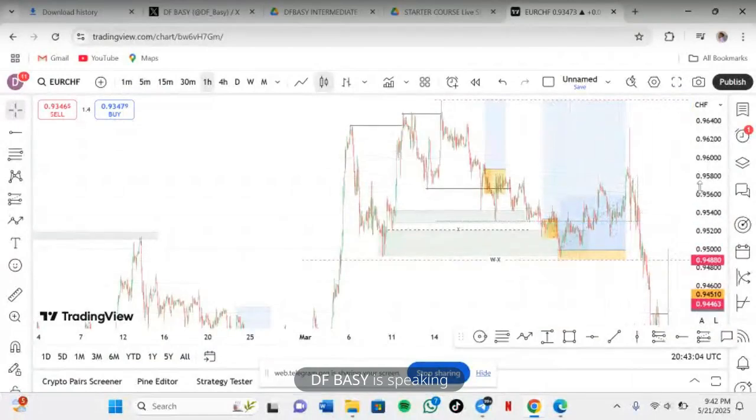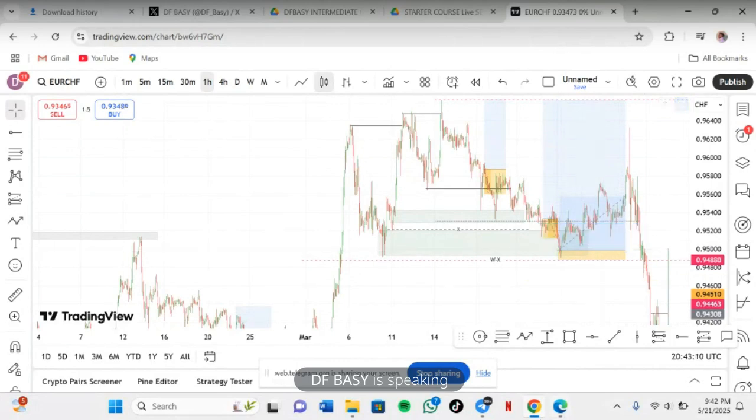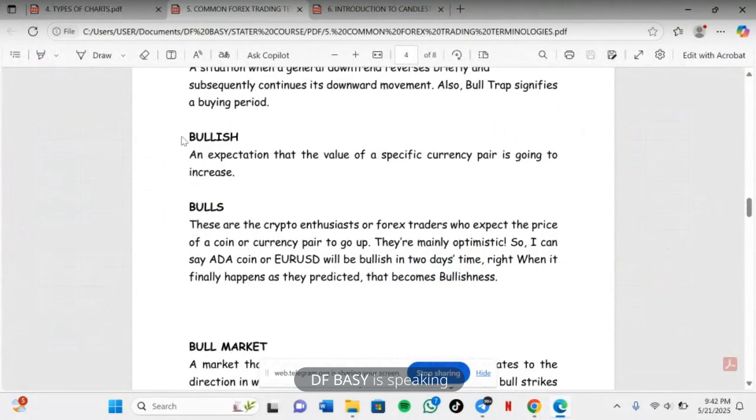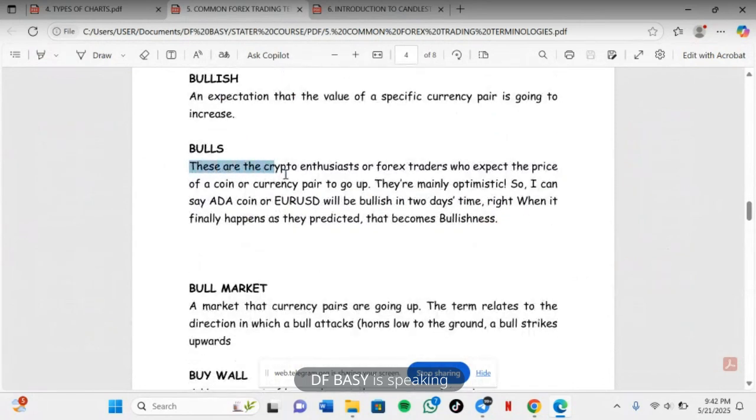Then the bearish trap is the same thing in reverse. The market pretends like it wants to sell, but then it starts buying, right? Then bullish, I've explained what bullish means. Bullish is an expectation that the value of a specific currency will increase. You're expecting the market to go up. Bulls are crypto enthusiasts or forex traders who expect the price of a coin or currency pair to go up. They are mainly optimistic.